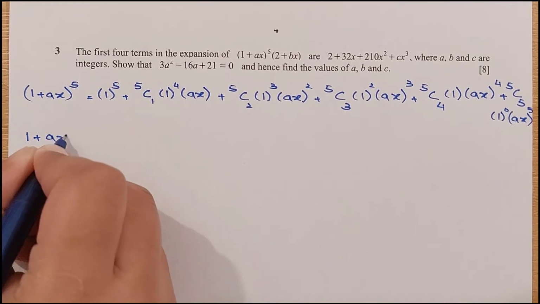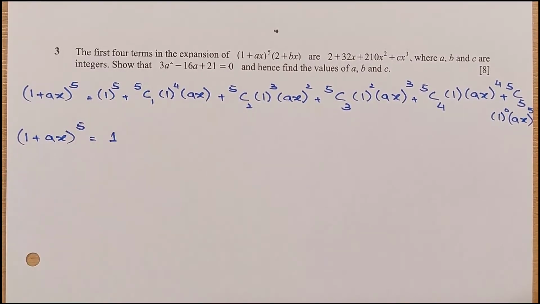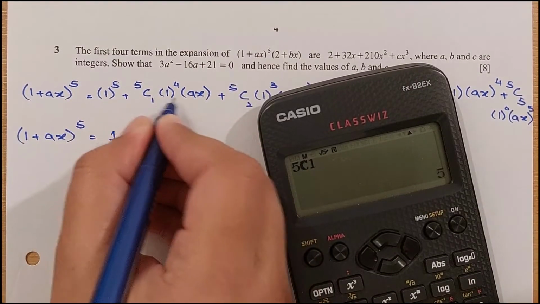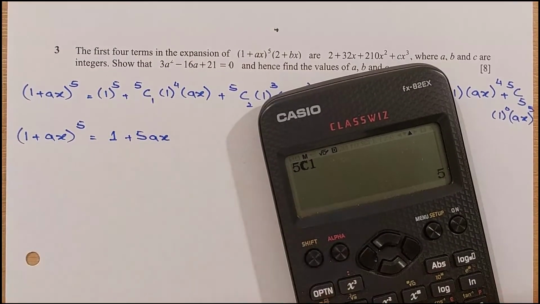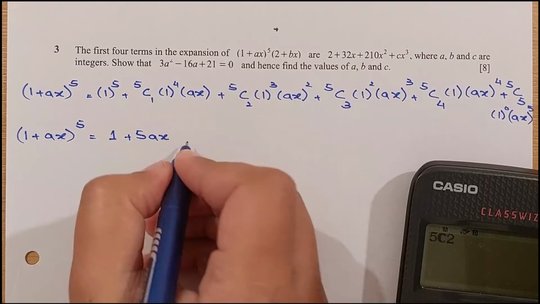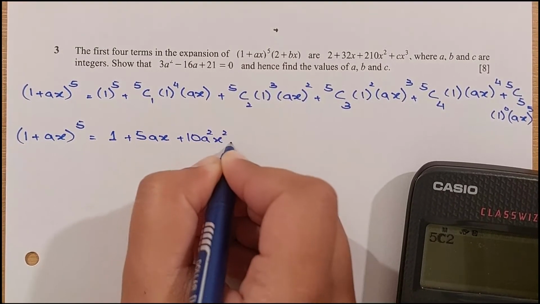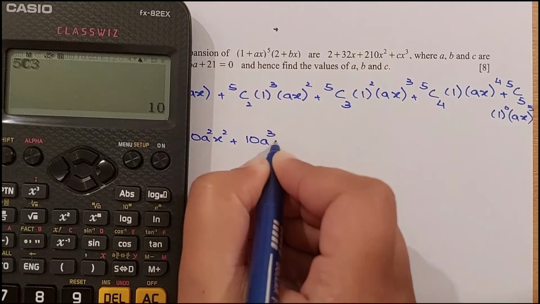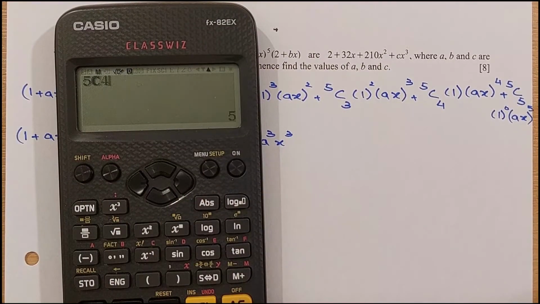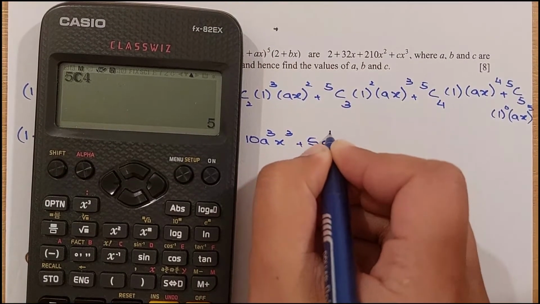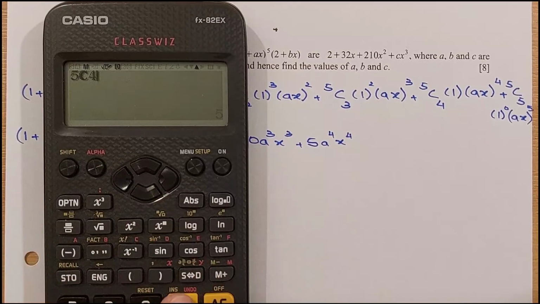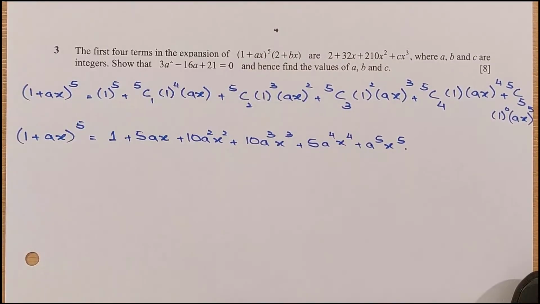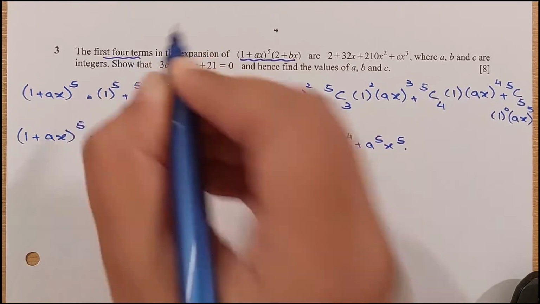So (1 plus ax) power 5 equals 1. Simplify 5c1, 5c1 is 5, this is 5, this is 1 and ax, so we can say 5ax, and 5c2 is 10, so we have 10 a squared x squared plus 5c3 is 10 a cubed x cubed, and 5c4 is 5 a power 4 x power 4, and 5c5 is just 1, yes, a power 5 and x power 5.